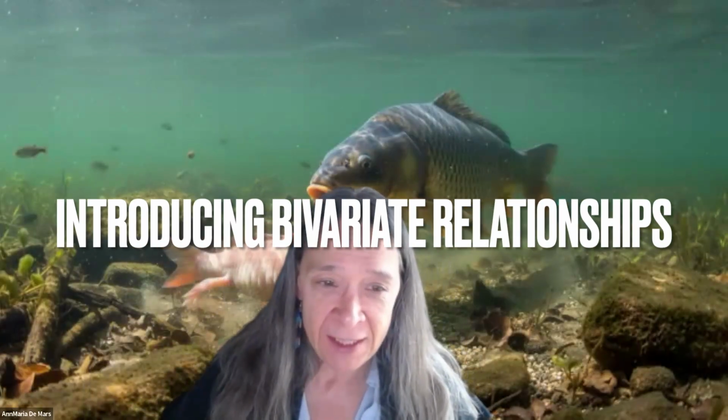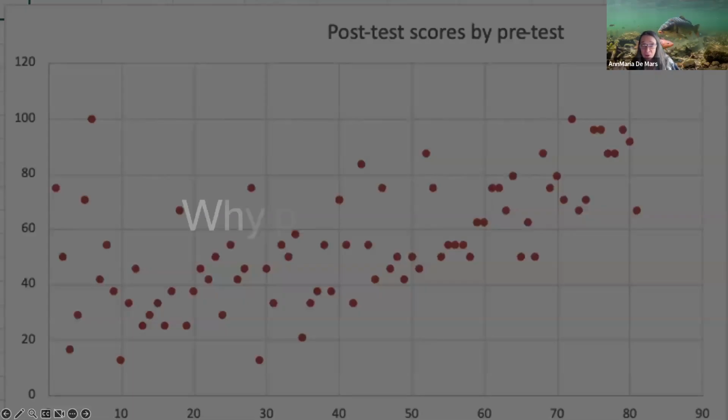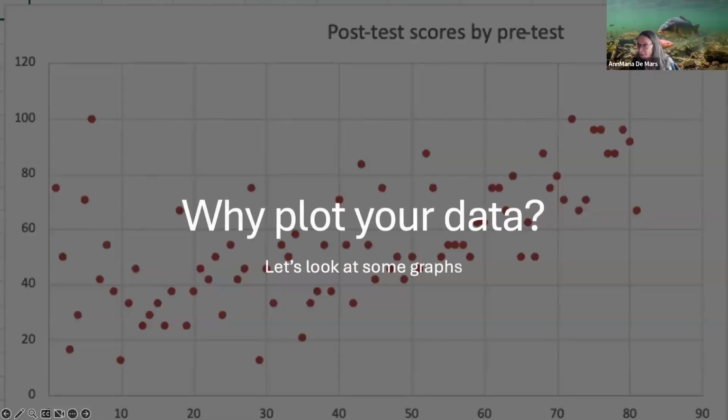Today, we are going to talk about bivariate relationships. That is, relationships between two variables. And we're going to start with correlation. But even before that, we're going to plot out our data. Now, why plot your data? Well, let's look at some graphs and see what we can learn.